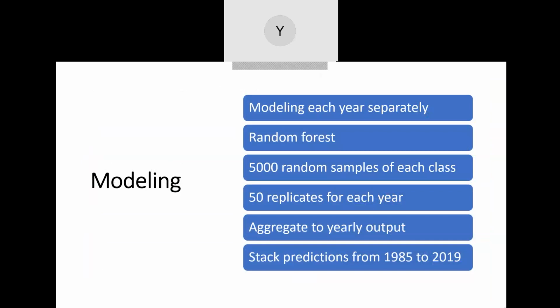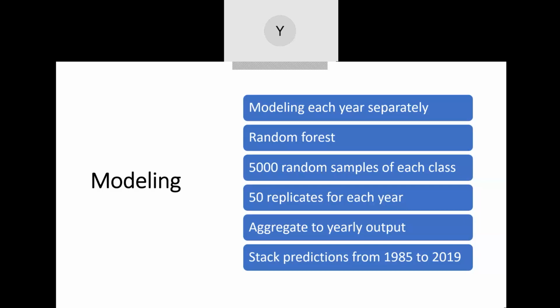This is a detailed description of how we did this process. For each year, we model it separately. The model is using a random forest model. From the low versus other or high versus other, there are those 2 binary classes. For each model, we have 5,000 random samples from each class. So basically 5,000 samples from low severity, 5,000 from the other class.